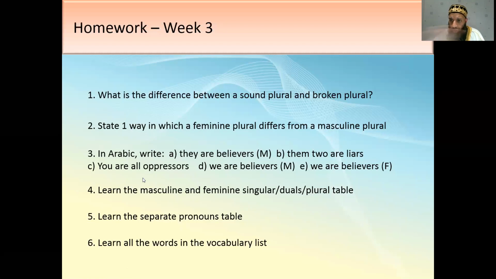Question 5, ignore. Learn the separate pronoun tables. We're going to do that next week, inshallah, because I've broken this. I didn't have the time to make a totally separate one. I'm just splitting this one chapter into 2. So don't do number 5, but do learn all the words in the vocabulary list, inshallah.